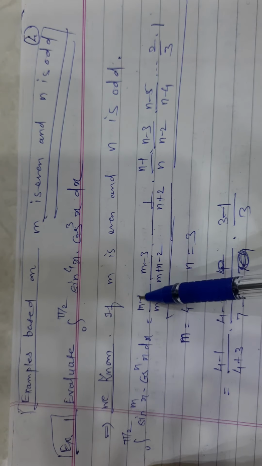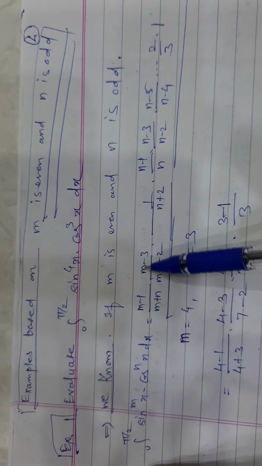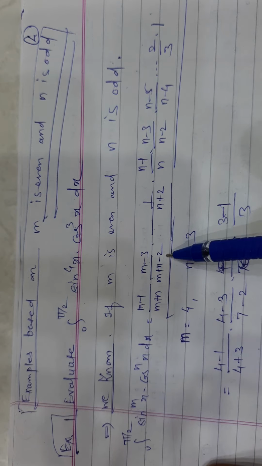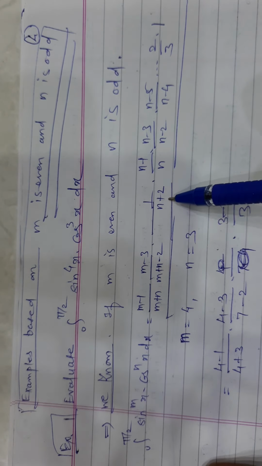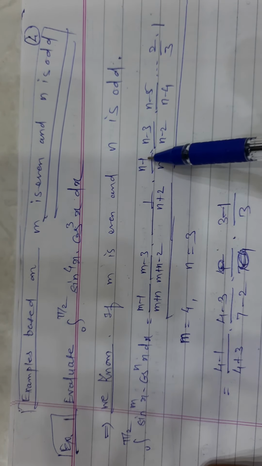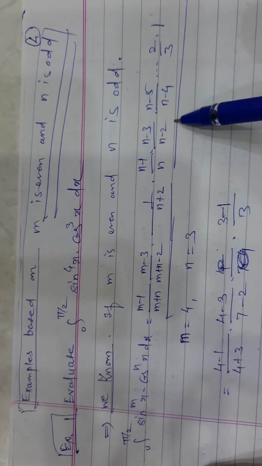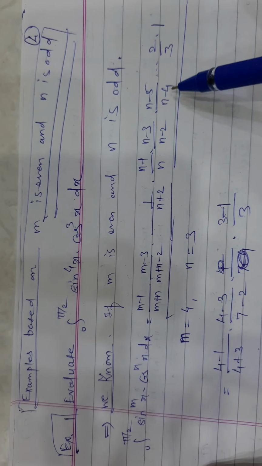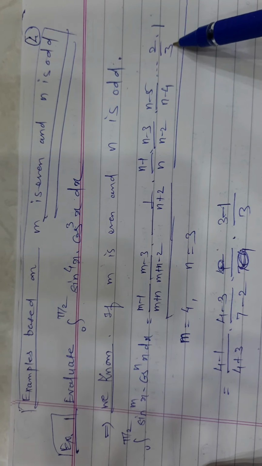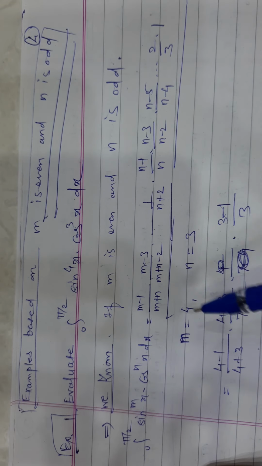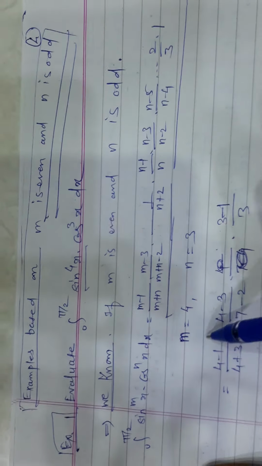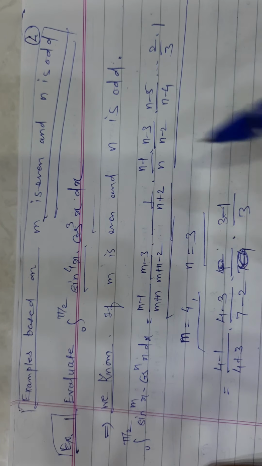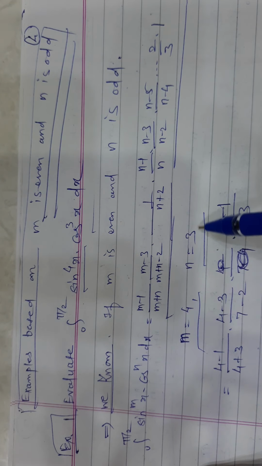to x is (m minus 1) upon (m plus n) into (m minus 3) upon (m plus n minus 2) up to 1 upon (n plus 2) into (n minus 1) upon n, (n minus 3) upon (n minus 2), (n minus 5) upon (n minus 4) up to 2 by 3 into 1. In this formula m equal to 4 and n equal to 3. Put this m equal to 4 and n equal to 3.